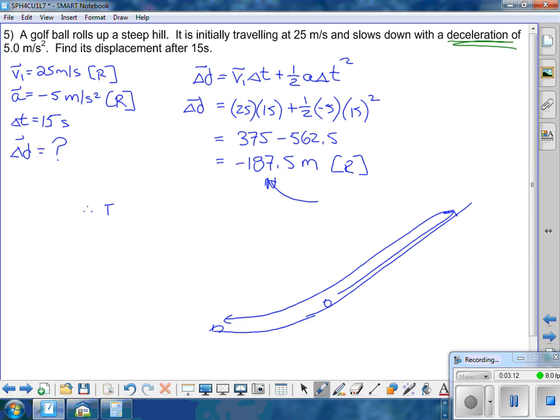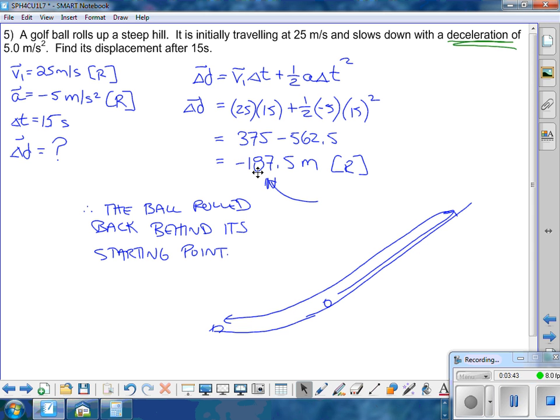So therefore, the ball rolled back behind its starting point. So you have to be careful here with the kinematics equations because you can get negative values and it is okay. It is important for you to interpret the answer you got. It is okay to have a negative number here because potentially the ball rolled past its initial starting point. So it's very important that you think through your answer to make sure it seems possible and makes sense.